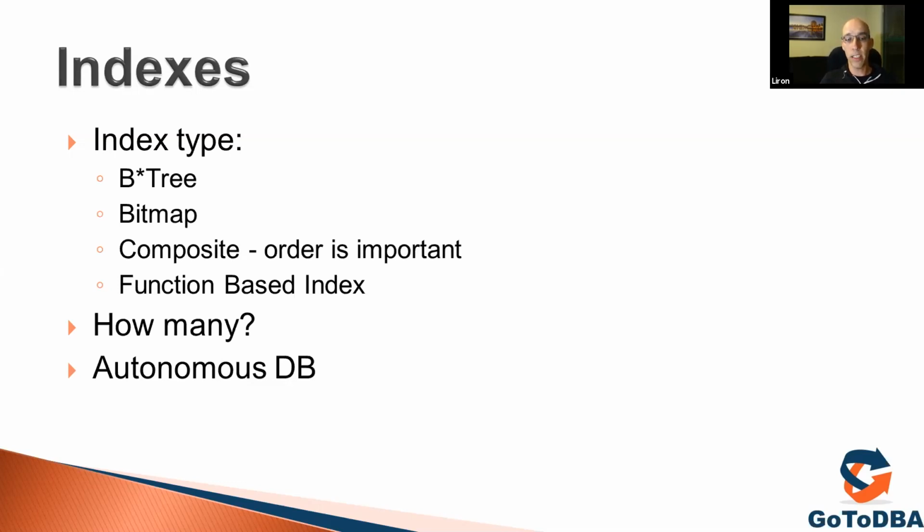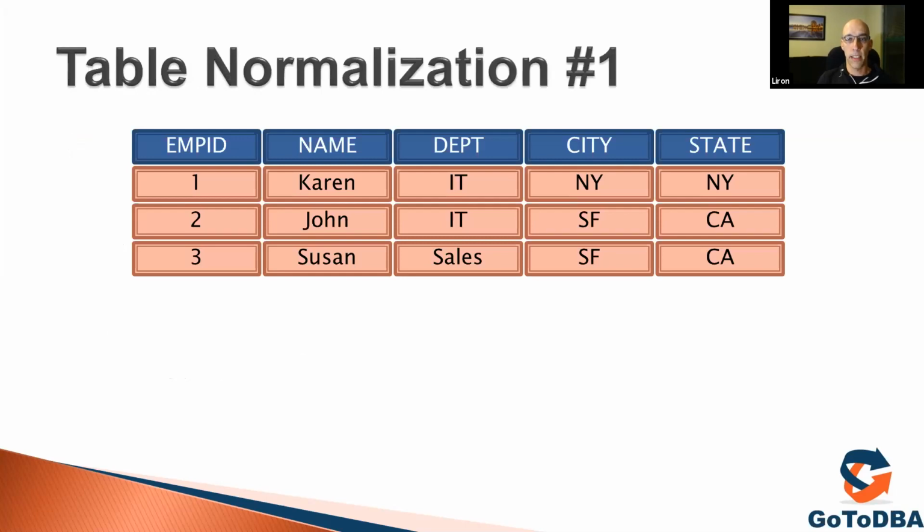And with indexes in the Autonomous DB, as we all know the Oracle Autonomous DB, Oracle is starting to handle that automatically. So there's automatic indexing, and maybe in the future we won't have to worry about that at all. I don't know. But for now, this is something that we need to consider and decide how to do and what to do. Next, table normalization.